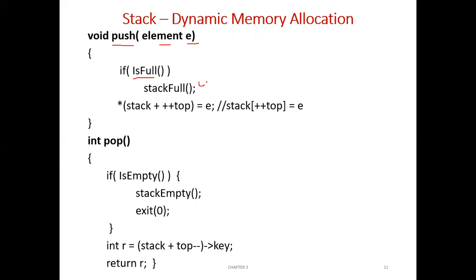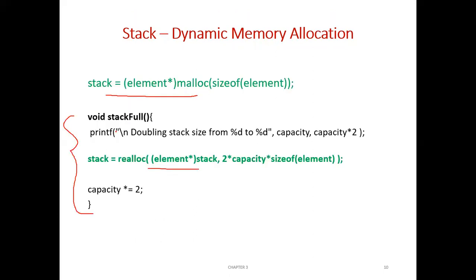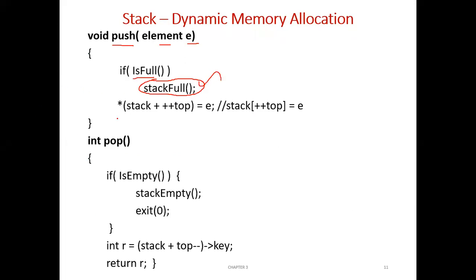Whenever the stack is full, we make the stack grow. We dynamically ensure that the stack is grown by calling stack full, which is this. Once the stack is grown, we perform the push operation. If the stack is not full, then we directly perform the push operation. So how are we pushing? Let us assume the initial case. Initially stack is a pointer.